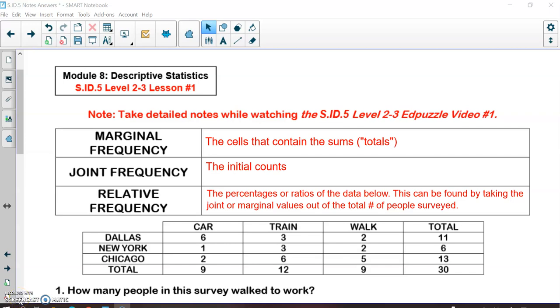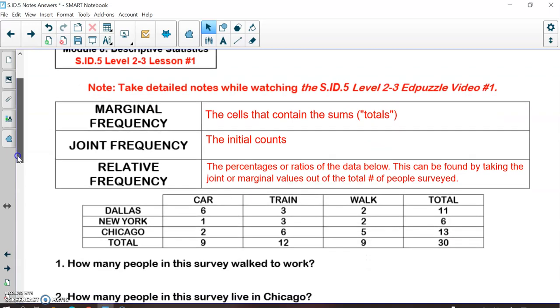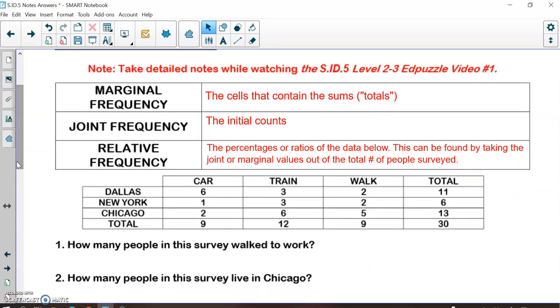All right, so now we're going to be reading the two-way frequency table. The two-way frequency table that I have down here is just slightly different than the one that you just created in the first lesson, because I have less people in Dallas riding the train and more people walking, but that's the only difference. So it looks about the same as the last frequency table that we just constructed. Now, we are going to be talking about marginal frequencies, joint frequencies, and relative frequencies.